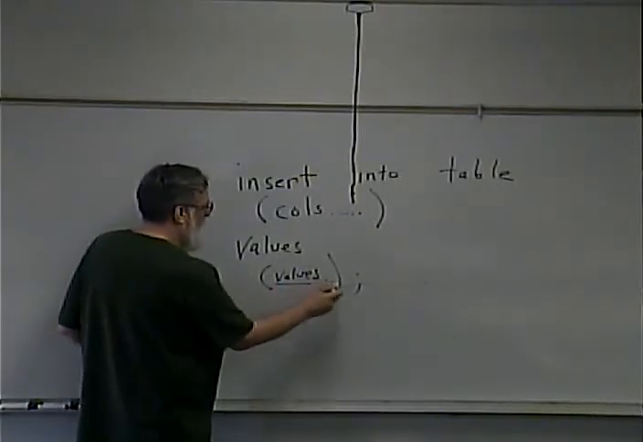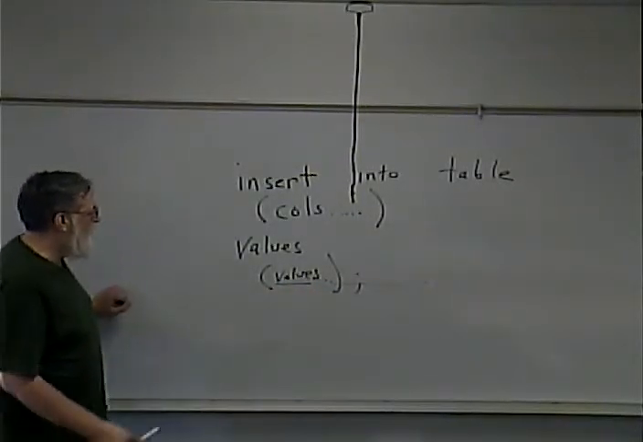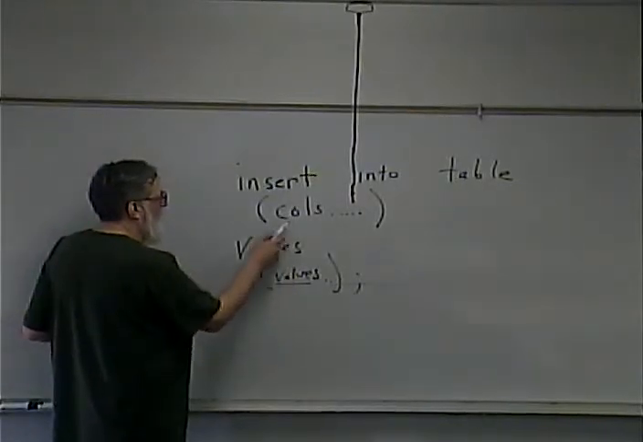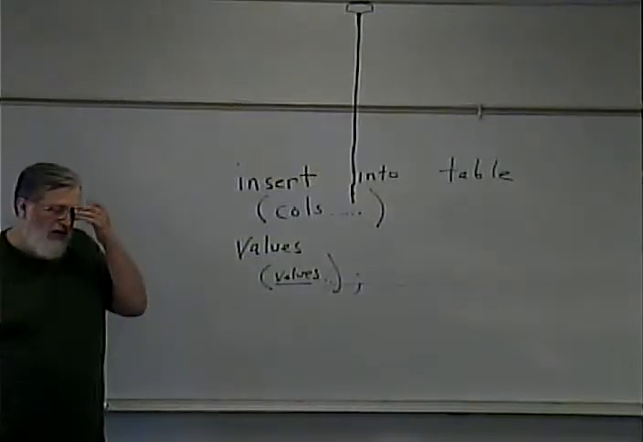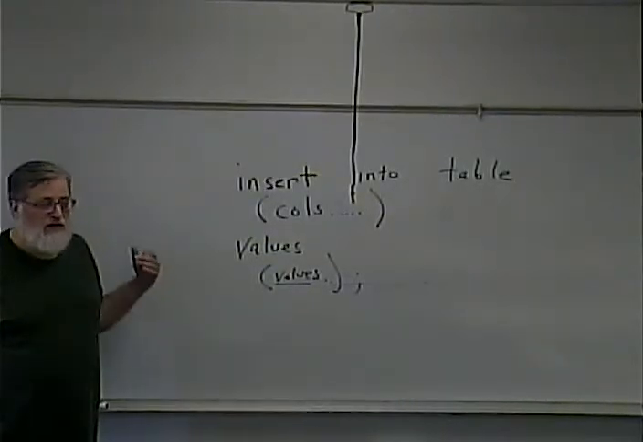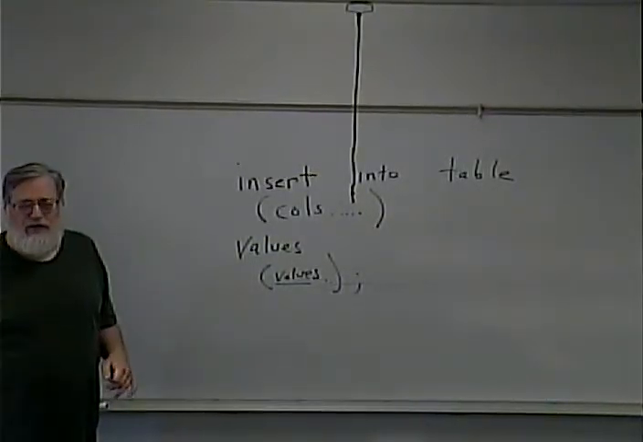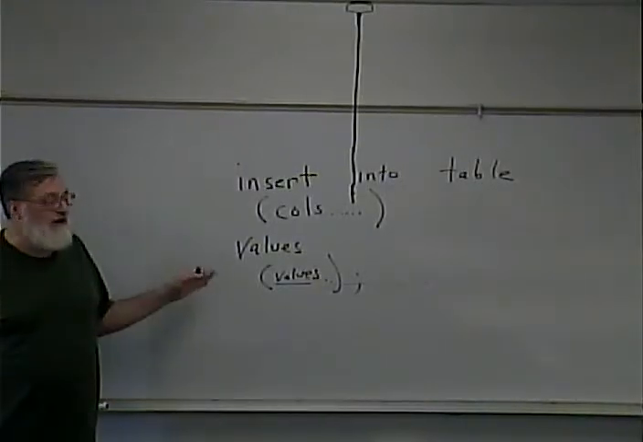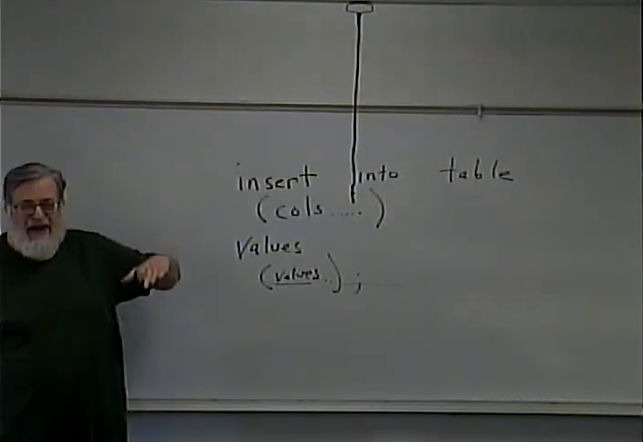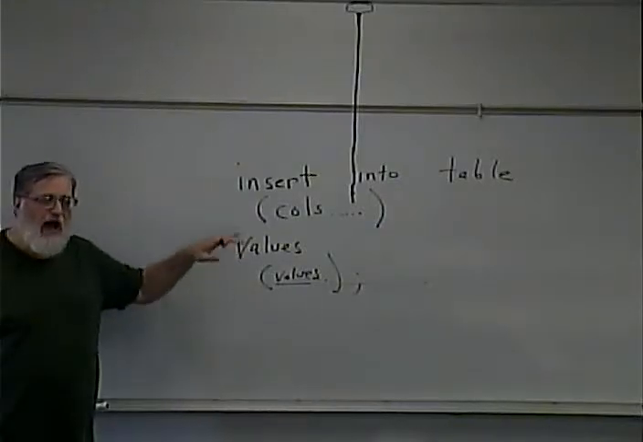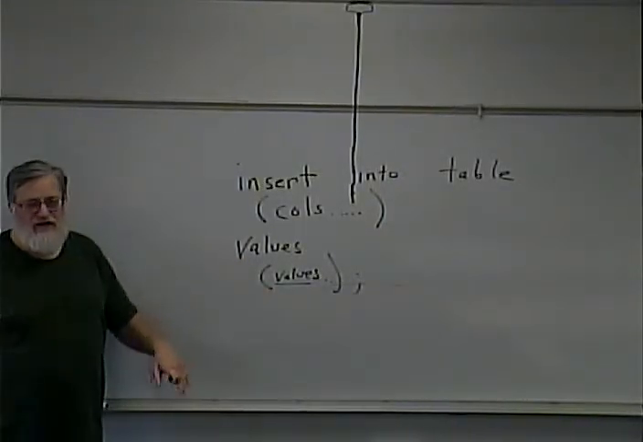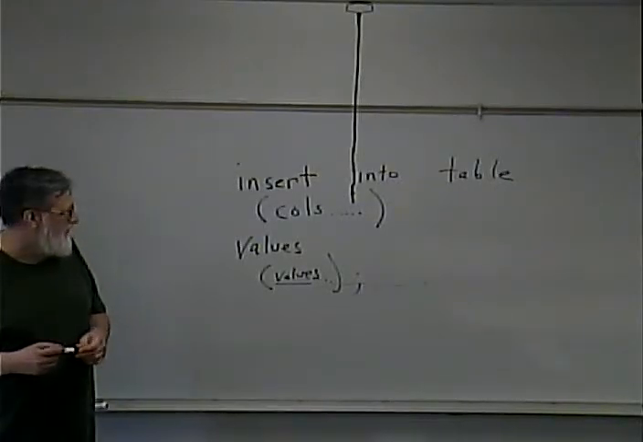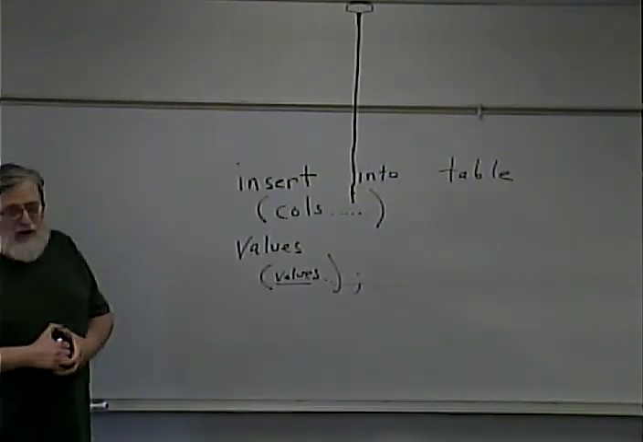Now, a couple observations. First of all, there needs to be a one-to-one relationship between the columns and the values. So if you have 3 columns that you're inserting into a table, then you need 3 values. And it just matches up. First column with first value, second column with second value, and so on down the line. Which makes sense.